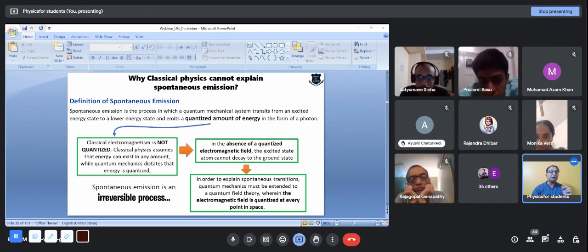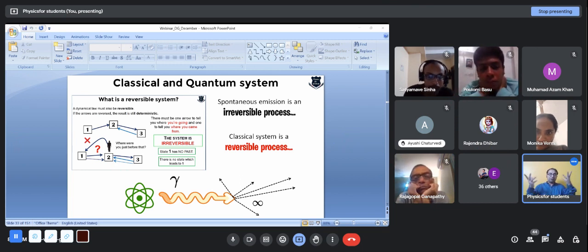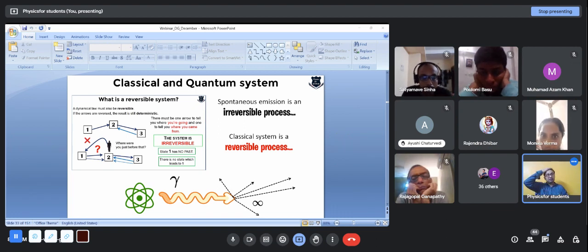So that is why spontaneous emission is called an irreversible process. Now you see the two differences. I told you that Sagar is standing in front on position 2 and he does not have a present or a past. That means spontaneous emission is an irreversible process because it is quantized. On the other hand, a classical system is a reversible process, because from 1 I can go to 2, from 2 I can go to 3, and from 3 I can come back to 2. Are you all clear? Are you getting what I'm trying to mention?